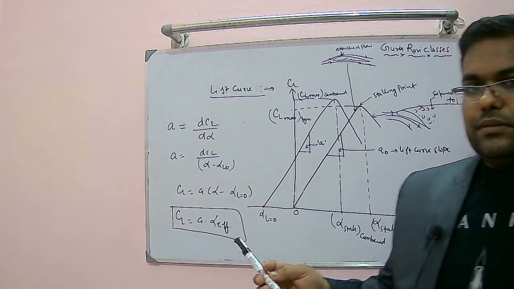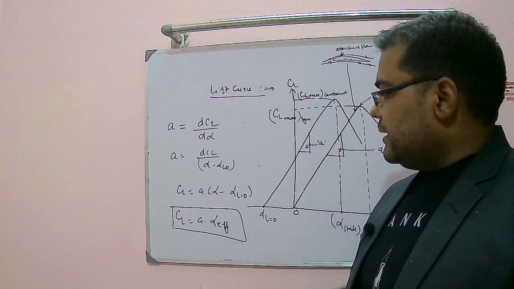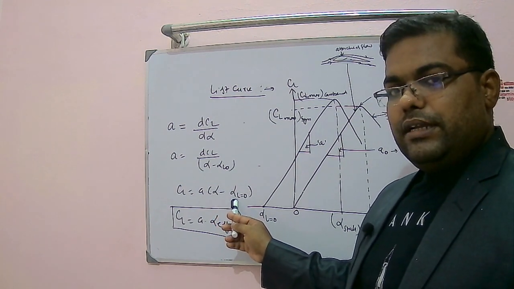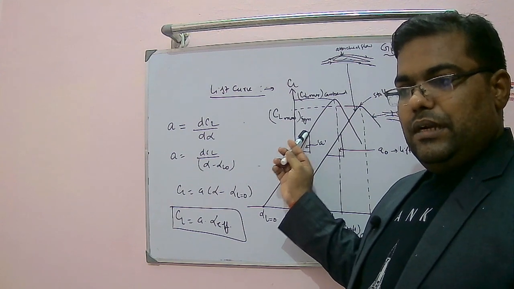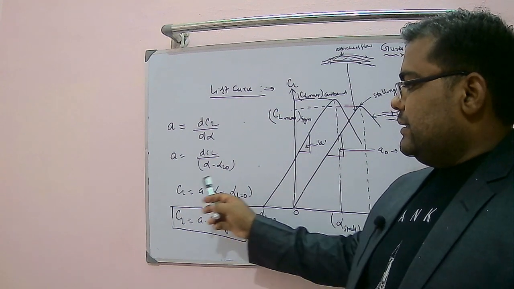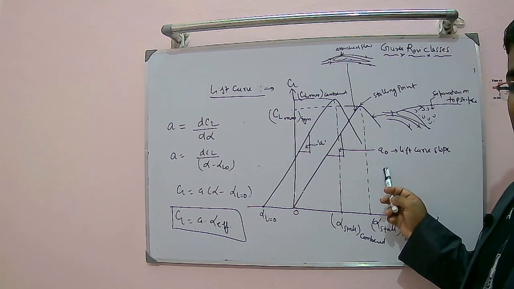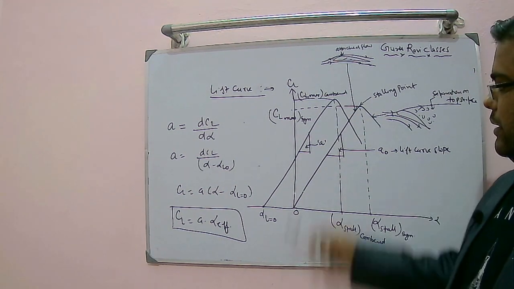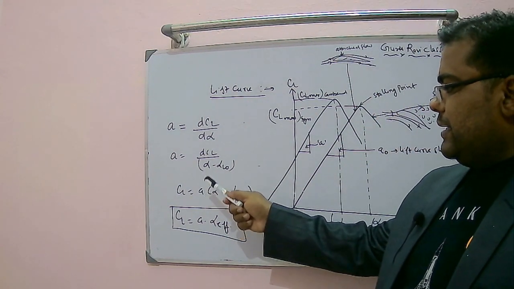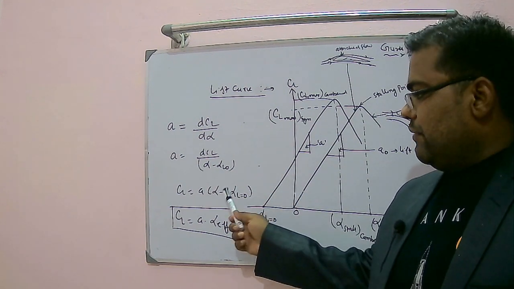So coefficient of lift entirely depends on alpha effective. Alpha effective is nothing but the geometrical angle of attack minus the zero lift angle of attack, if it is a cambered airfoil. If it is a symmetrical airfoil, I will not have this value alpha L naught. So I can say CL is equal to, instead of writing A, I will write A naught. A naught is the lift curve slope for the symmetrical airfoil. Small a is the lift curve slope for the cambered airfoil. So coefficient of lift can be written as CL is equal to A alpha effective, where alpha effective is alpha minus alpha L naught.